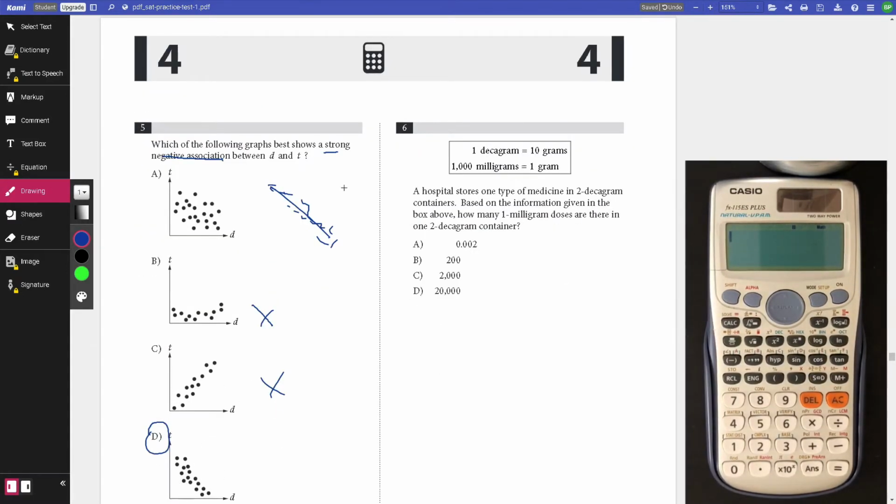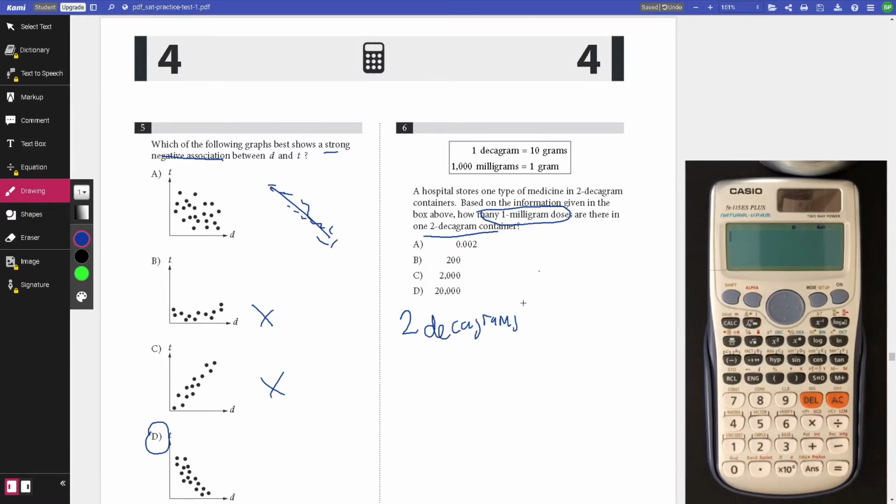Number 6. A hospital stores one type of medicine in a 2 decagram container. Based on the information given in the box above, how many 1 milligram doses are there in a 2 decagram container? So this is dimensional analysis. They give us what's given, and we need to find out how many of these are in it. So we have 2 decagrams.